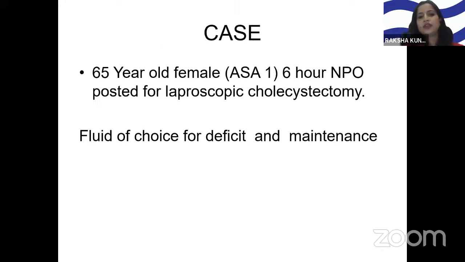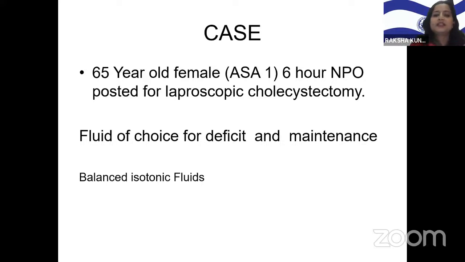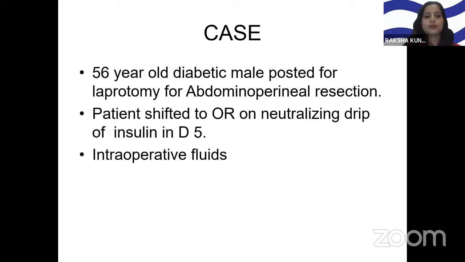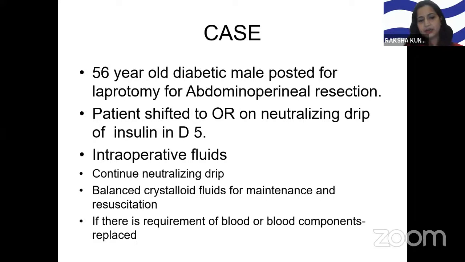If I have a 65-year-old female who is ASA 1, 6-hour NPO, posted for laparoscopic cholecystectomy, the fluid of choice for deficit and maintenance again would be balanced isotonic fluids for me. In another case, if there is a 56-year-old diabetic male posted for laparotomy for abdominoperineal resection and is shifted to my OR with a neutralizing drip of insulin in D5, then I would continue the neutralizing drip and I would use balanced crystalloid fluids for the maintenance as well as the resuscitation. And if any blood or blood component is required, I'll replace them with blood and blood components only.